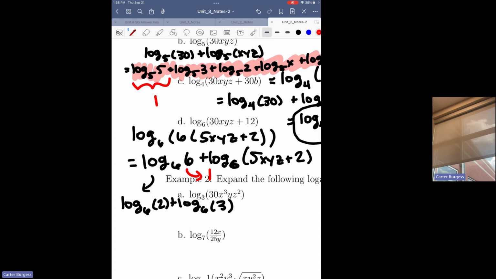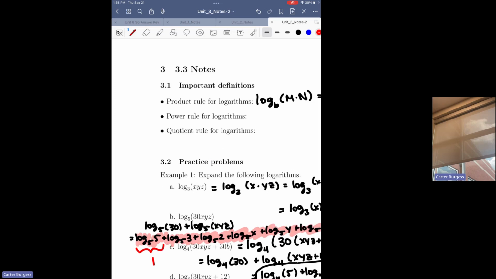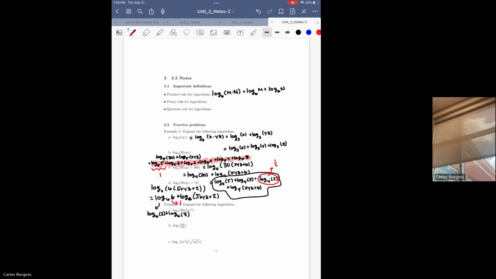Okay, 2 more properties to talk about. Normally when this is presented, you probably get product rule first and then quotient rule and then power rule. I switched the order here, mostly because quotient rule is what you get when you do product rule and power rule at the same time. So let's learn about power rule first so that we can apply it so that quotient rule is really nice.